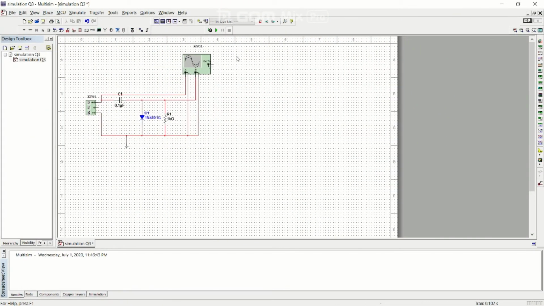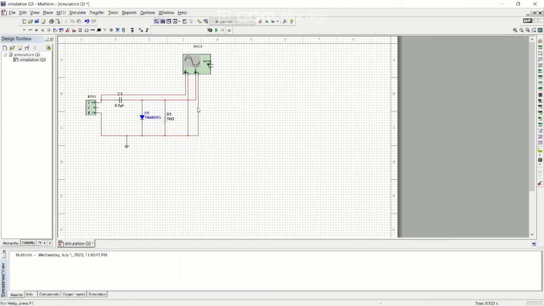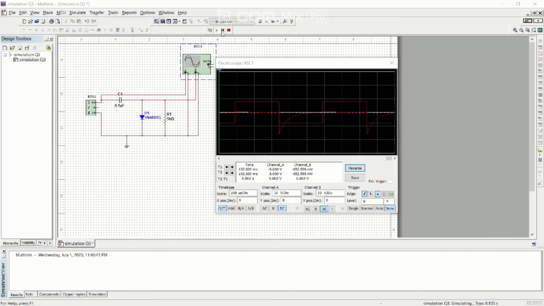Now is the time for the simulation. In this simulation, I use 0.1 microfarad capacitor, 1 kilo ohm resistor and silicon type diode. The output waveform is like this. The waveform from this Multisim is different from calculation because of the values of the diode, resistor and capacitor in the Multisim.